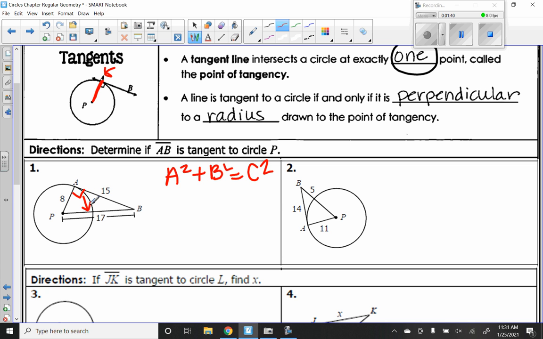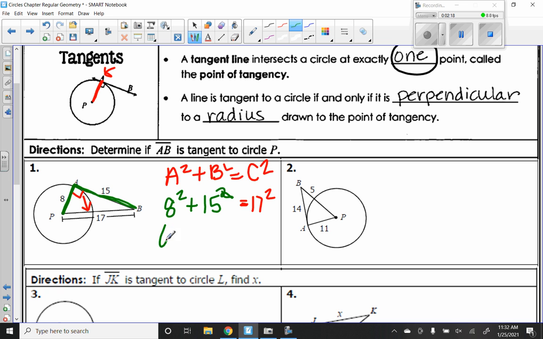So C is 17 in this problem. A and B are the legs, or sides, that make up the right triangle. So our A and B are 8 and 15. So we'll say A is 8 and 15 is B. So if A squared plus B squared equals C squared, this line AB is tangent.